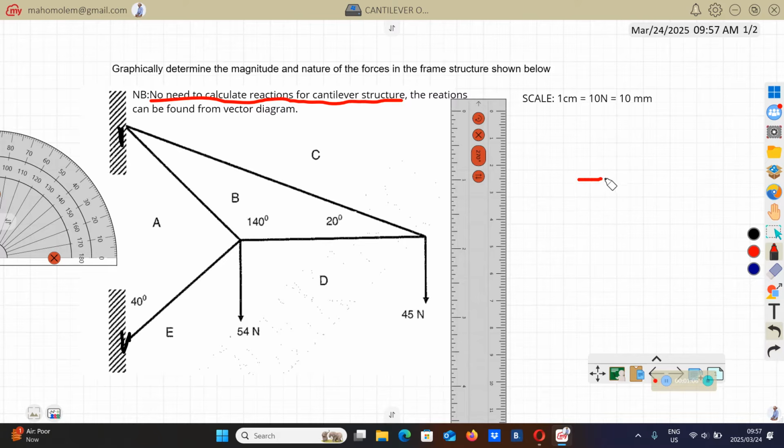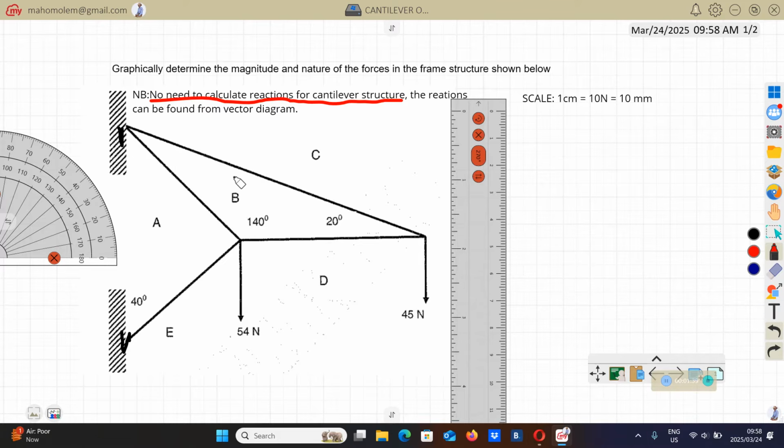So for something that is simply supported like this, you have to start by calculating the reactions. But if this thing is only fixed on one end and the other end is free, you don't need to calculate reactions, meaning that you can just go straight to drawing the vector diagram. So I'm going to start with drawing the vector diagram.